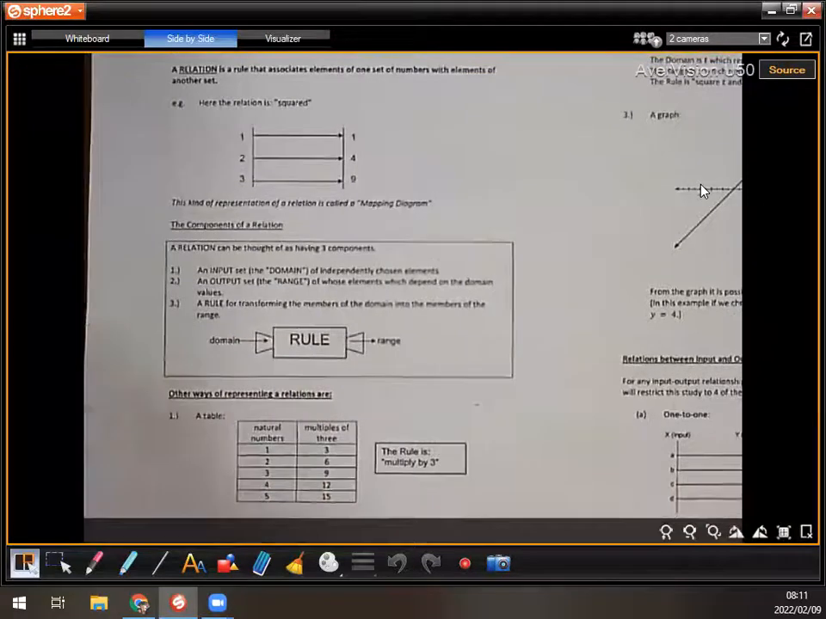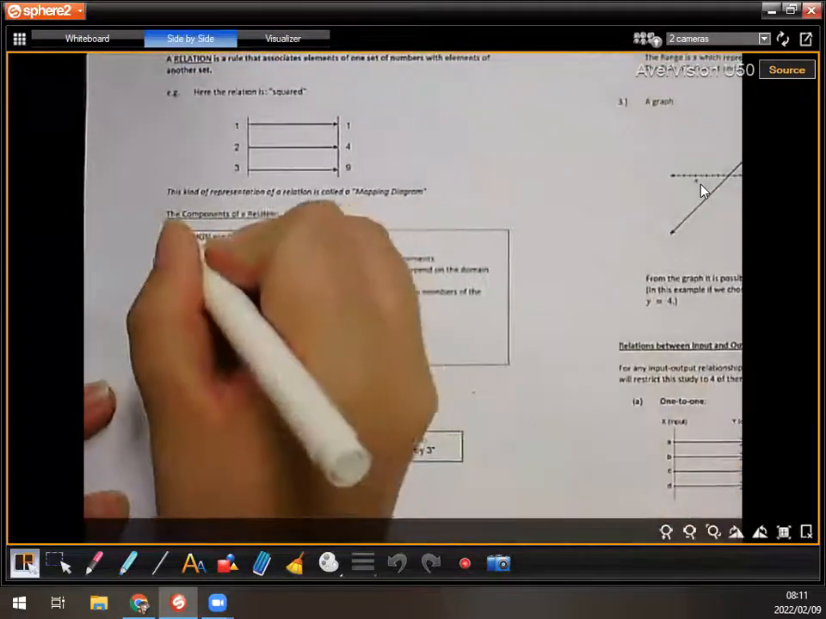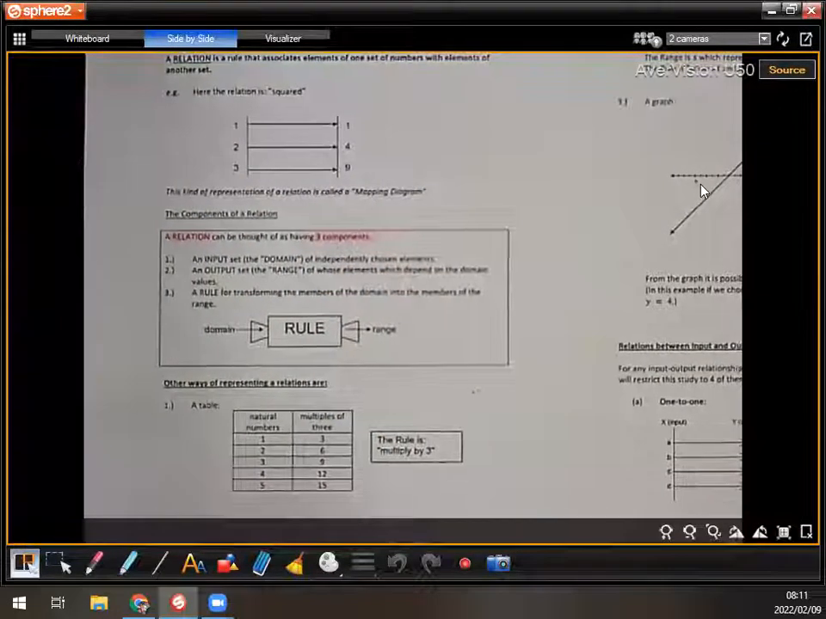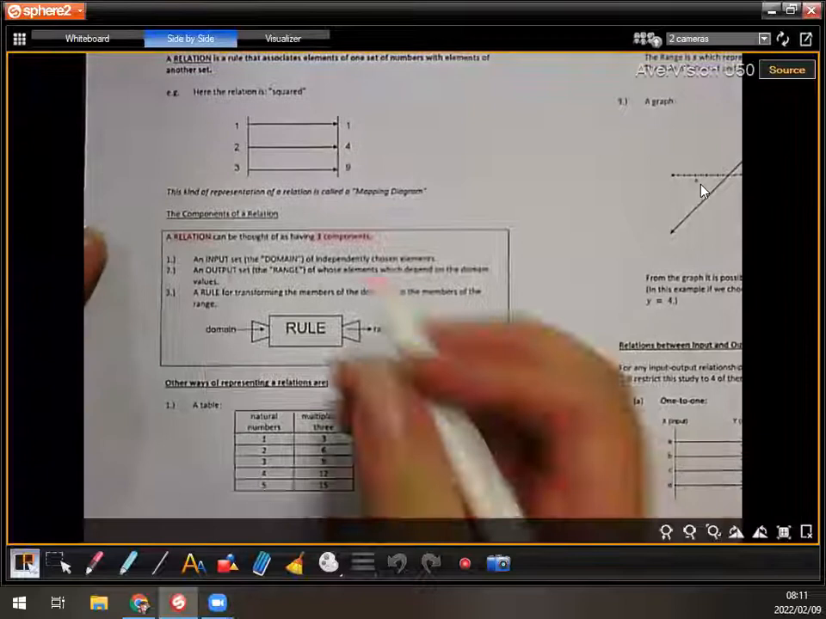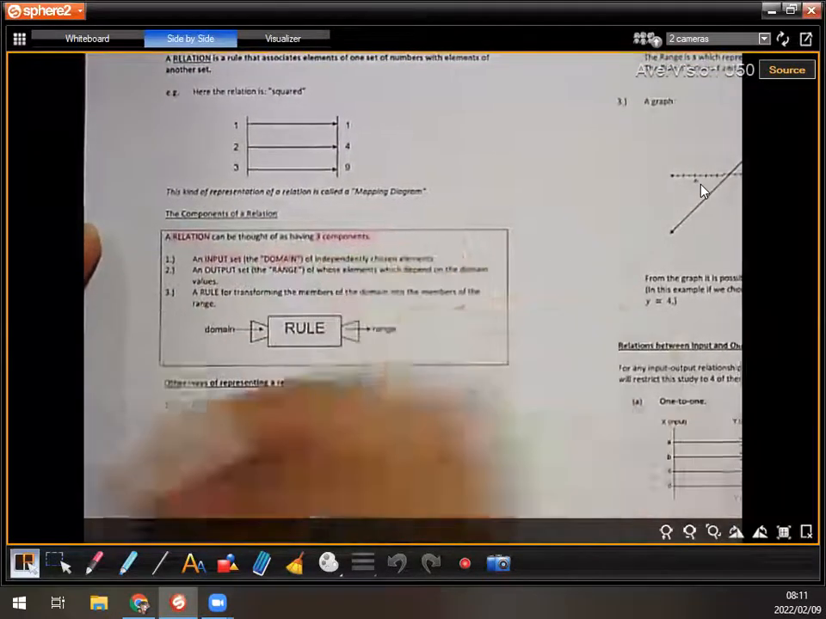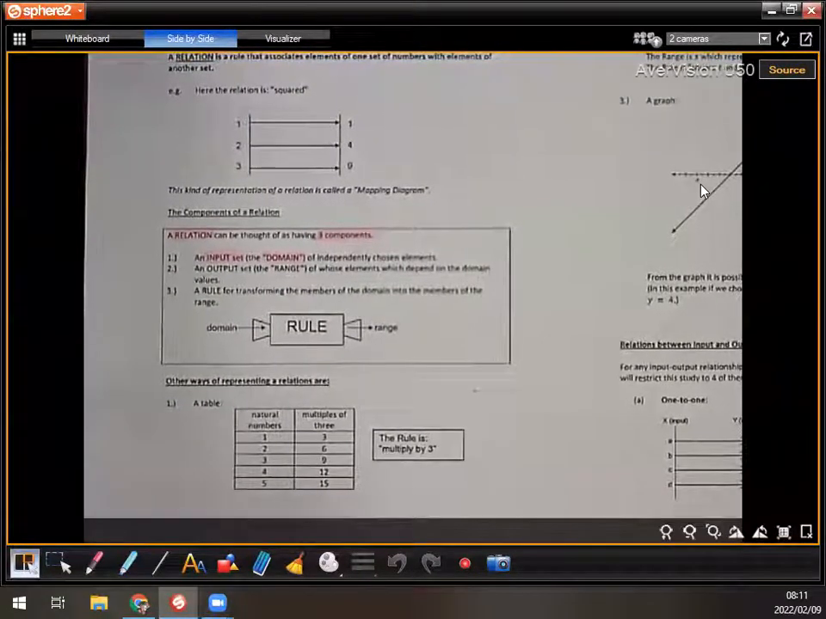So here they are actually saying the components of a relation. So you can just highlight that. A relation can be thought of as having three components. So we have the input set. We actually talk about the domain, all right? Remember the domain? Those are all the x values. The x values are always the input values.